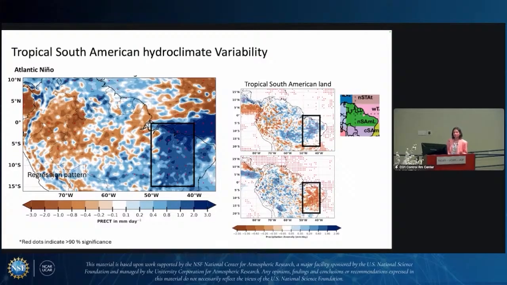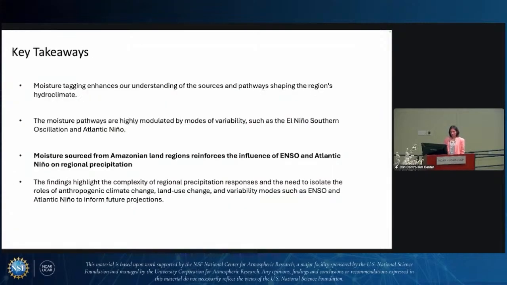So either this is local recycling of the moisture responding to the ENSO, or maybe it's actually reinforcing the ENSO teleconnection over these regions. So yeah, these are the key takeaways. Our moisture tagging does enhance our understanding of the sources and pathways shaping the region's hydroclimate. And actually, these findings do highlight the complexity of regional precipitation responses and the need to isolate the role of climate change from internal climate variability modes, maybe like using large ensemble simulations in future.